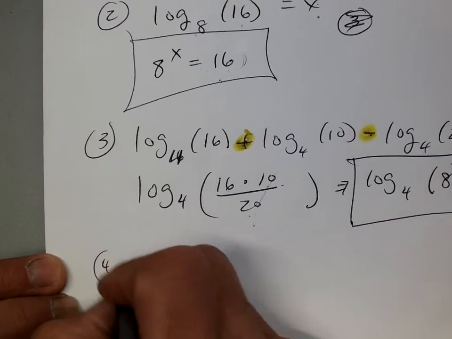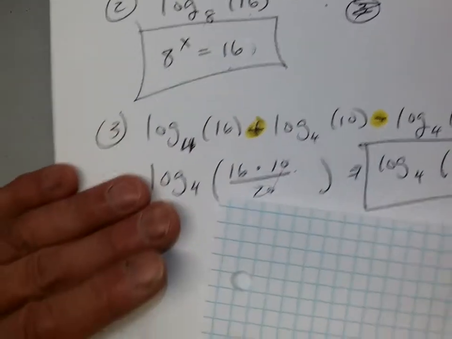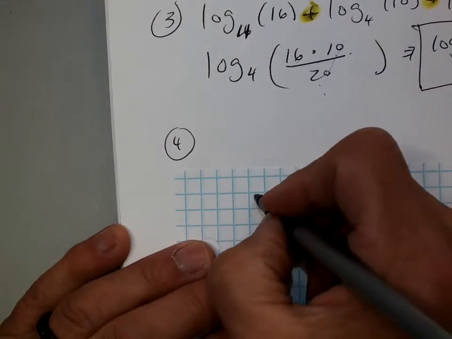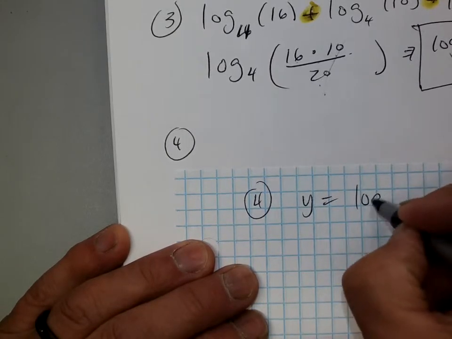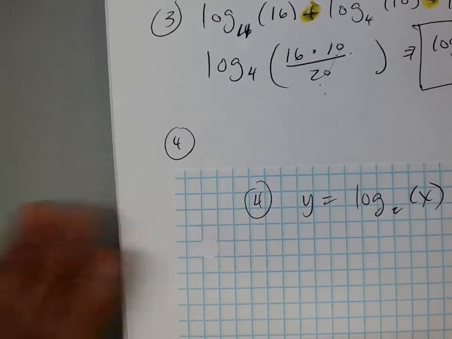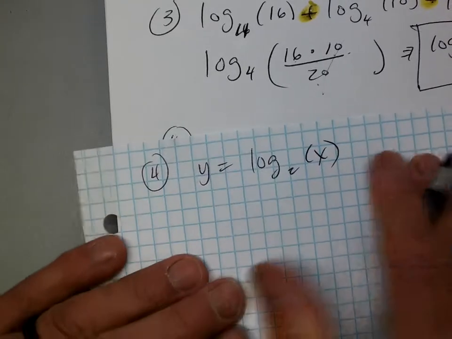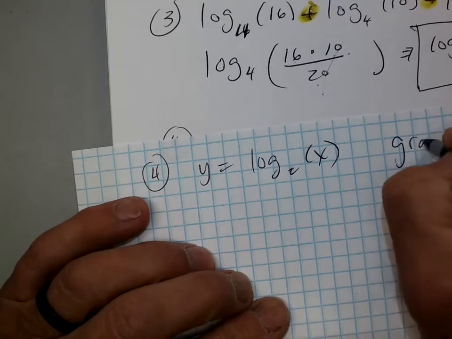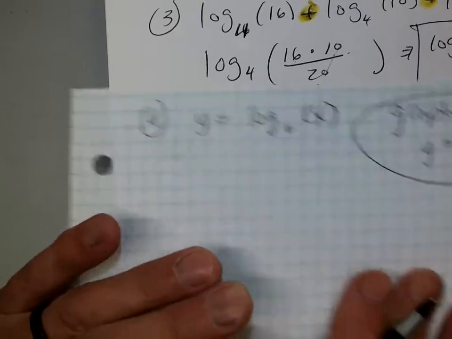Okay, number 4. I'm going to graph this. Let me get some graph paper out to make it look nice. I'm going to graph y equals log base 2 of x. The easiest way to graph log base 2 of x is to actually graph its exponential and then reverse it. So what I would do is graph first, because you're going to have to do both, y equals 2 to the x. I'll graph y equals 2 to the x first.